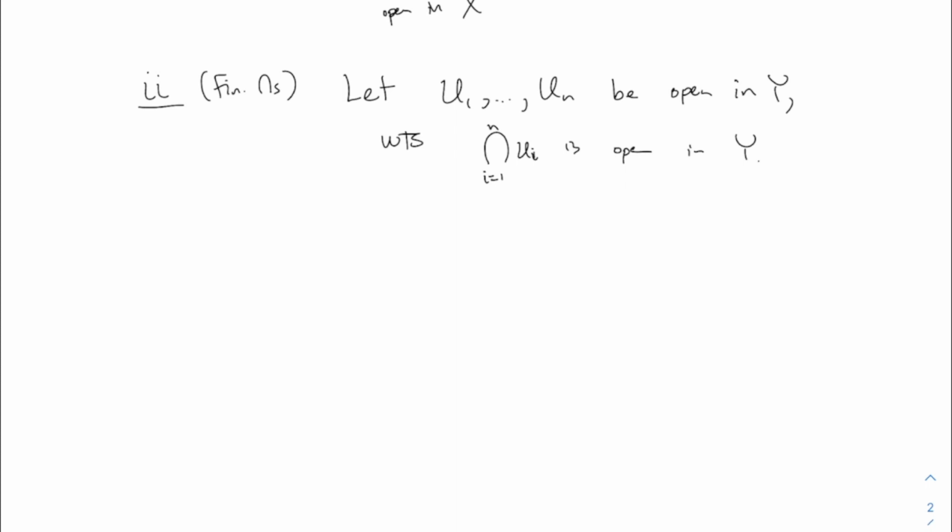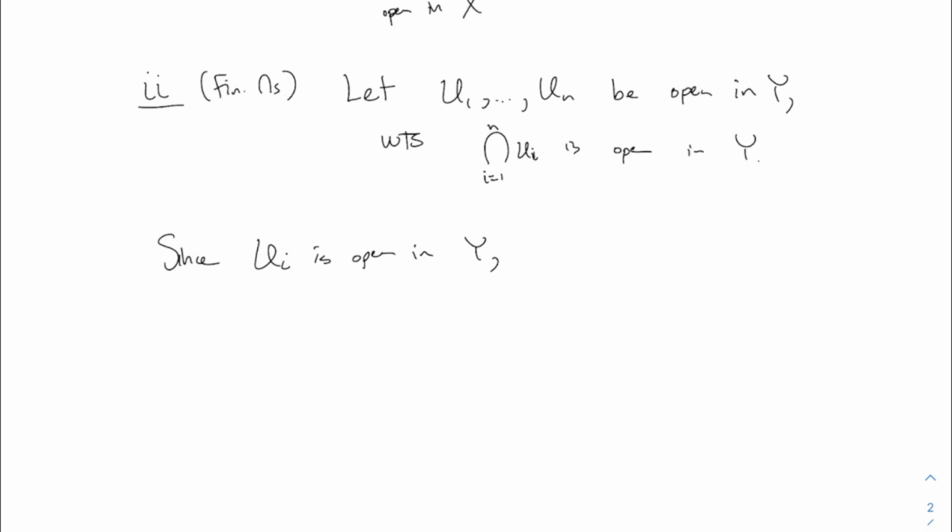So, what do we know about the U's? You got to say something about the U's. Since U_i is open in Y, what does that mean to be open in Y? It means it is an intersection of something open in X intersect with Y. That's the definition of what these opens means, right?